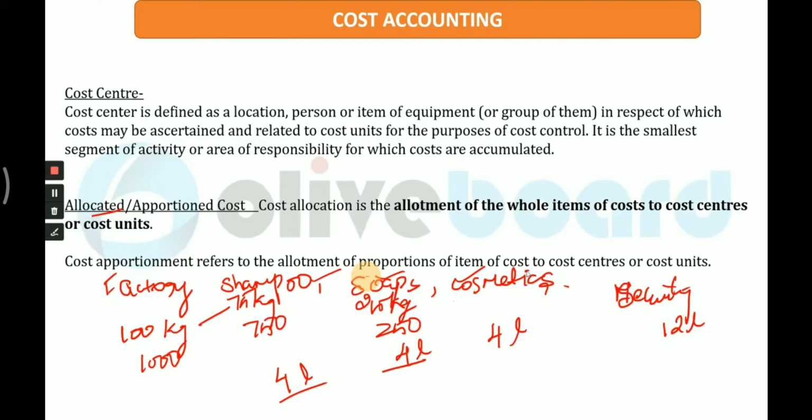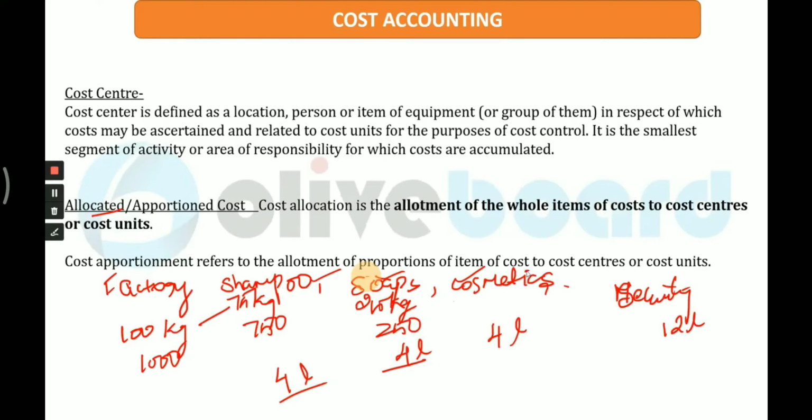So that is the difference between allocation and apportionment. Allocation means it is particularly towards the cost center. There is no apportionment here. It is the allotment of the whole item of cost. It is incurred towards that, so I'm allocating that cost towards that.